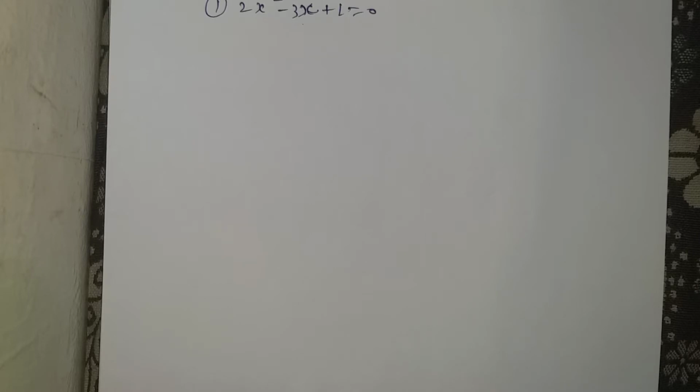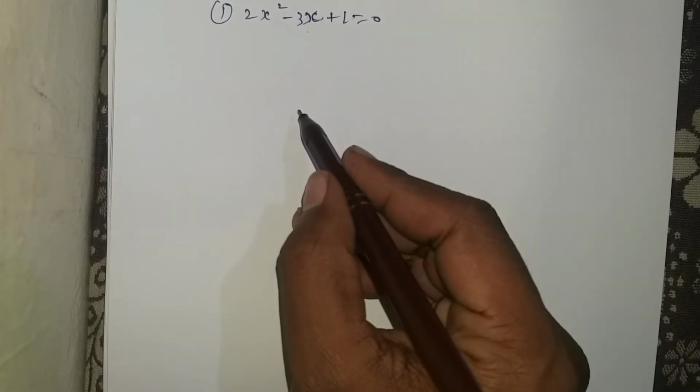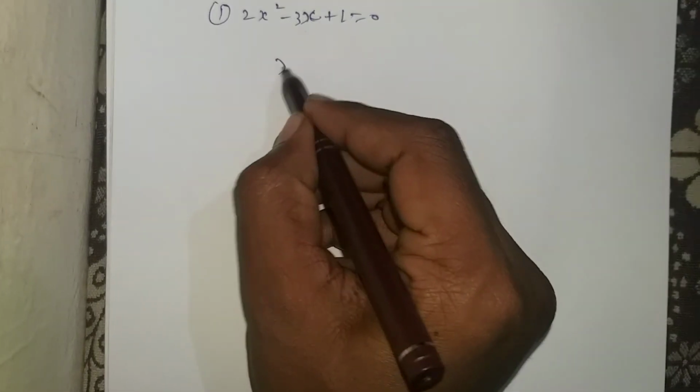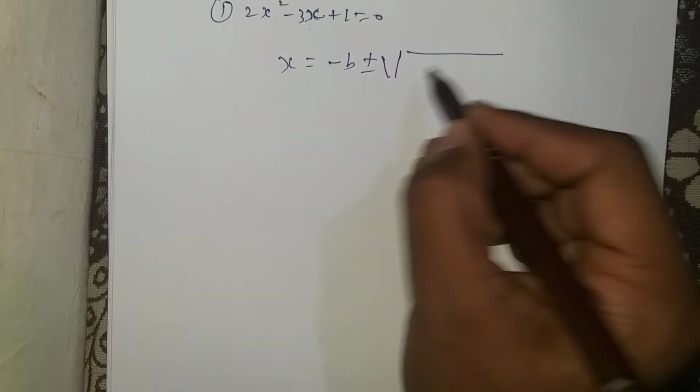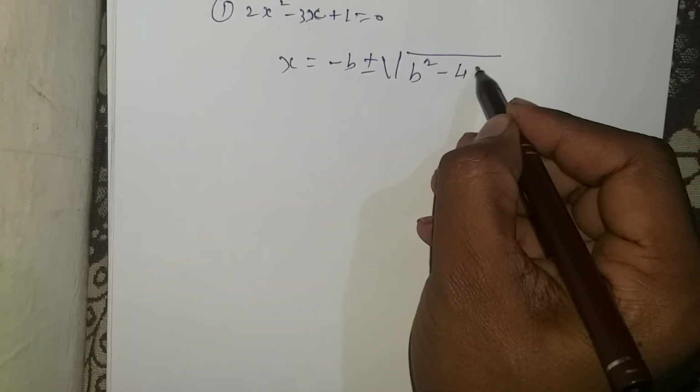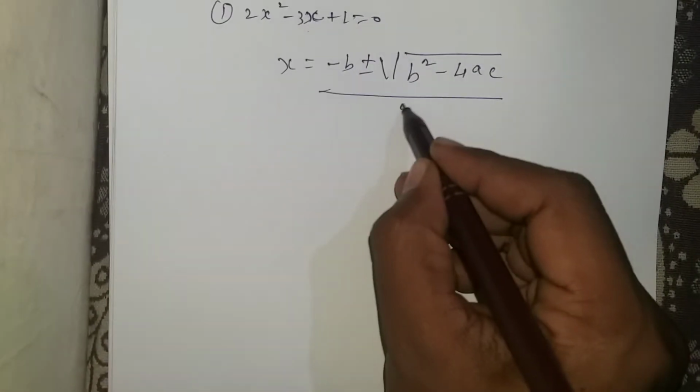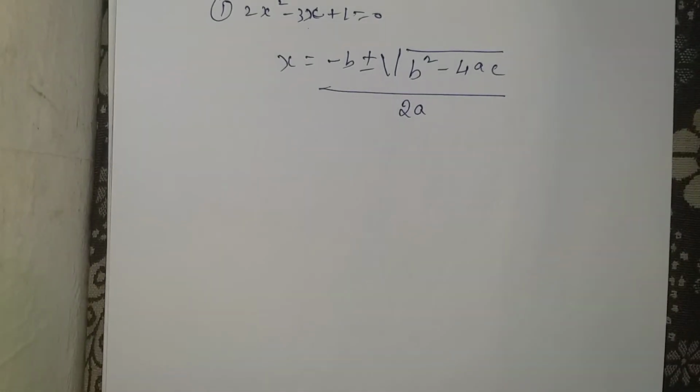The formula method is very important. The formula is x is equal to minus b plus or minus root b square minus 4ac, all divided by 2a. This is a very important formula. For the board exam, 100% one question will be asked on the formula method.